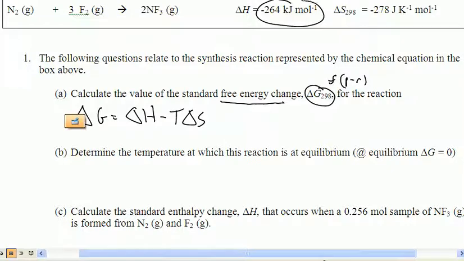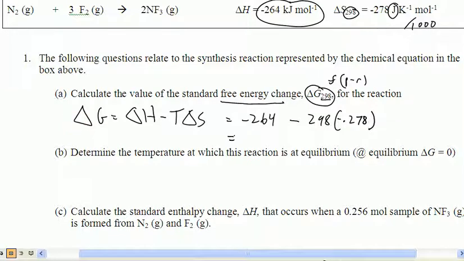I'm going to get my delta H from up here. So this is going to be equal to negative 264 minus my temperature, 298 Kelvin, seen here. And I'm going to multiply that by my delta S. Beware, it's in joules, so we're going to have to divide that by 1,000, giving me negative 0.278.